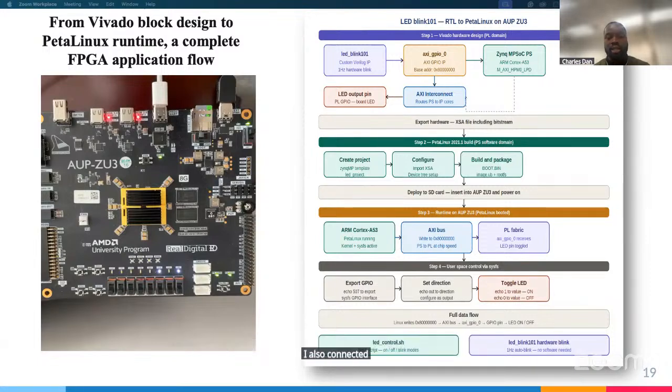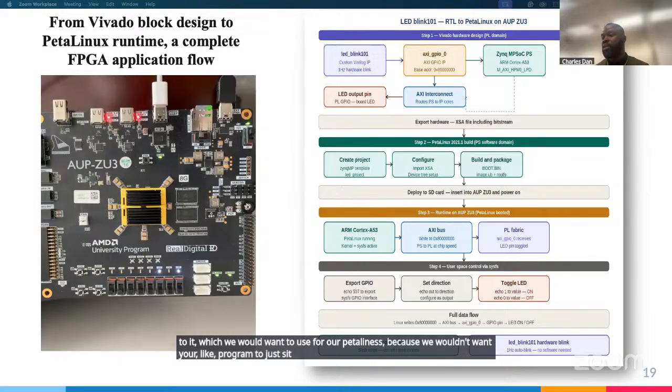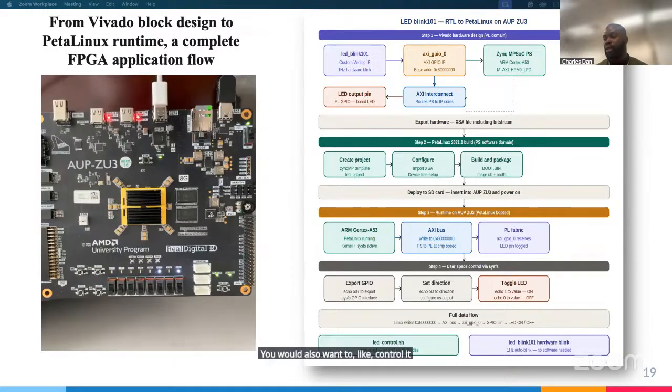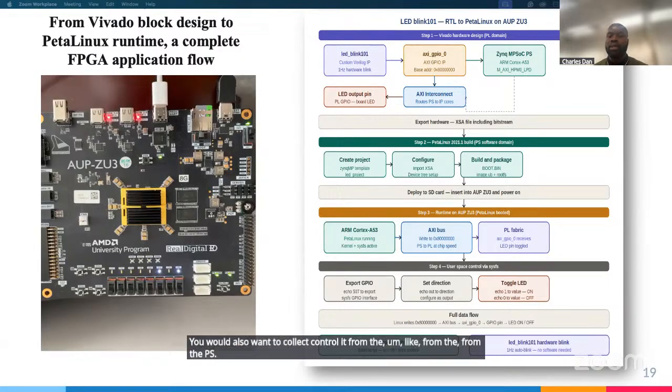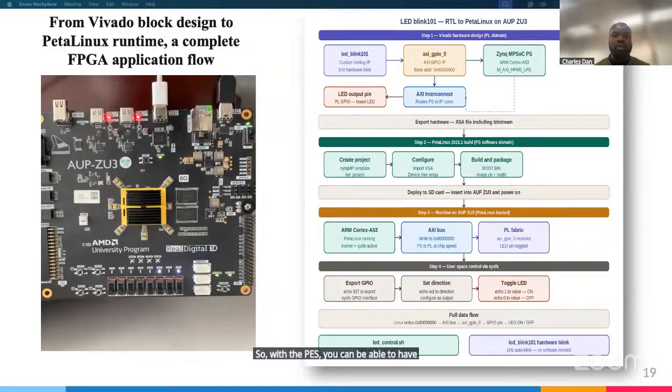I also connected an AXI GPIO peripheral to it, which we would want to use for our Petalinux, because you wouldn't want your program to just sit on the hardware side, but you would also want to control it from the PS. With the PS, you can have advanced control of the LED. So we also have an AXI interconnect, which we use for communication between the two blocks, which is the PS and then the PL. And then we just set an LED output, which we will see from the blink here.